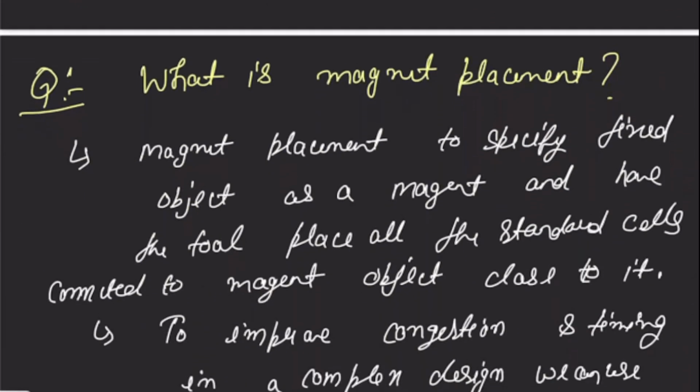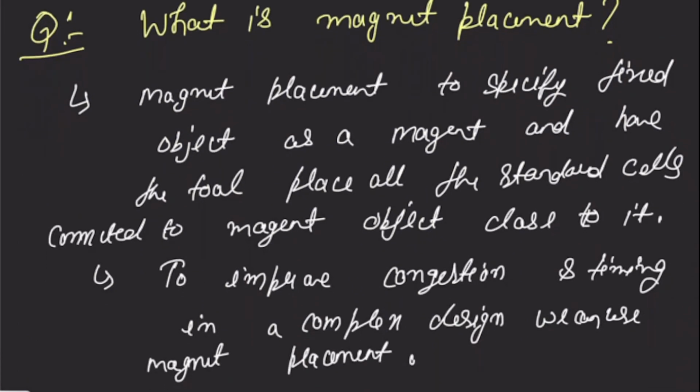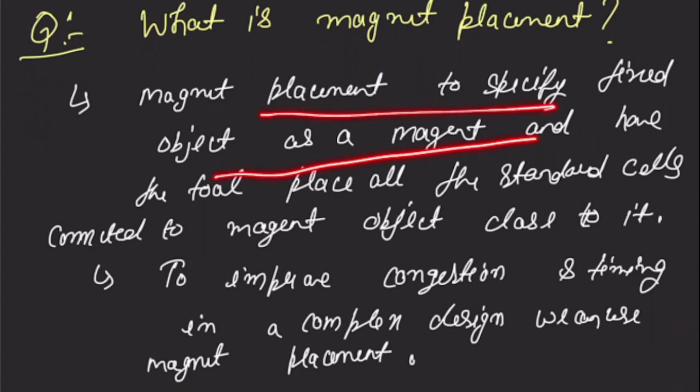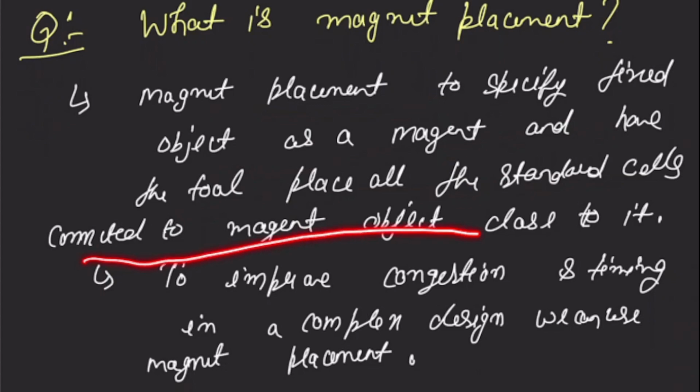Next question is, what is the magnet placement? Magnet placement is specifying a fixed object as a magnet and having the tool place all the standard cells connected to the object close to it. It is a technique to improve congestion and timing in a complex design. The tool places all standard cells connected to the magnet object close to it.